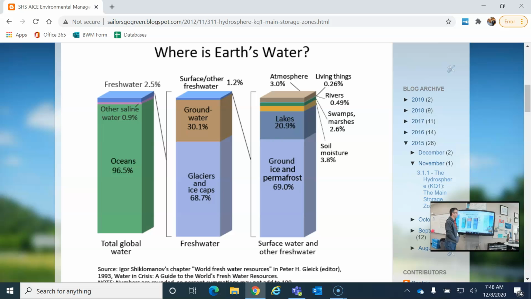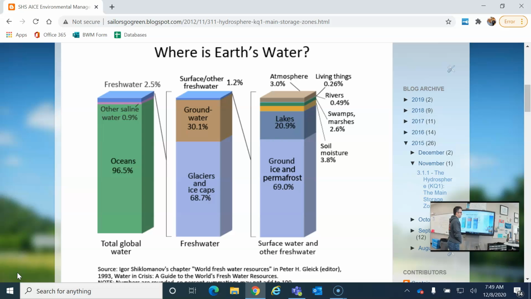30.1% is in groundwater. We do use that. 1.2% of, now remember this is not of all the water, this is just of that 2.5 or 3%, so 1.2% of that is in surface and other fresh water. Now of that surface fresh water, we've got ground ice and permafrost, 69%, that's hard to get as well. 20.9% in lakes, that's fairly easy to get. Some of it, 3.8%, is in soil moisture, swamps and marshes.